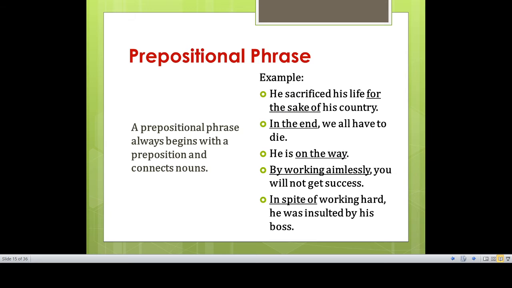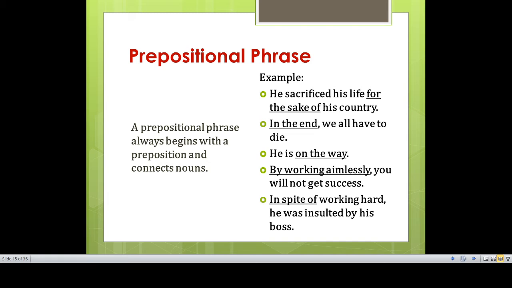Now, you have another category called the prepositional phrase, where the phrase begins with a preposition. This is where you need to take care. A prepositional phrase is a group of words which always begins with a preposition and it connects nouns. He sacrificed his life for the sake of his country. For the sake of his country begins with for. For is a preposition.